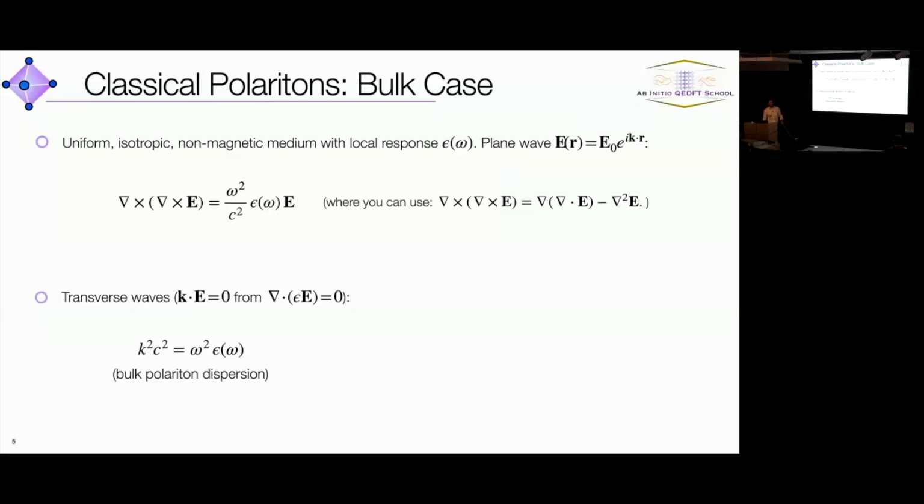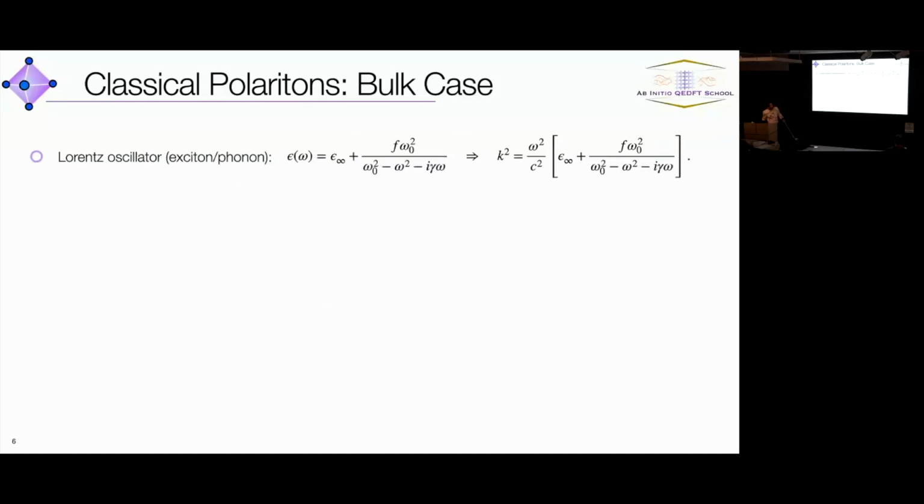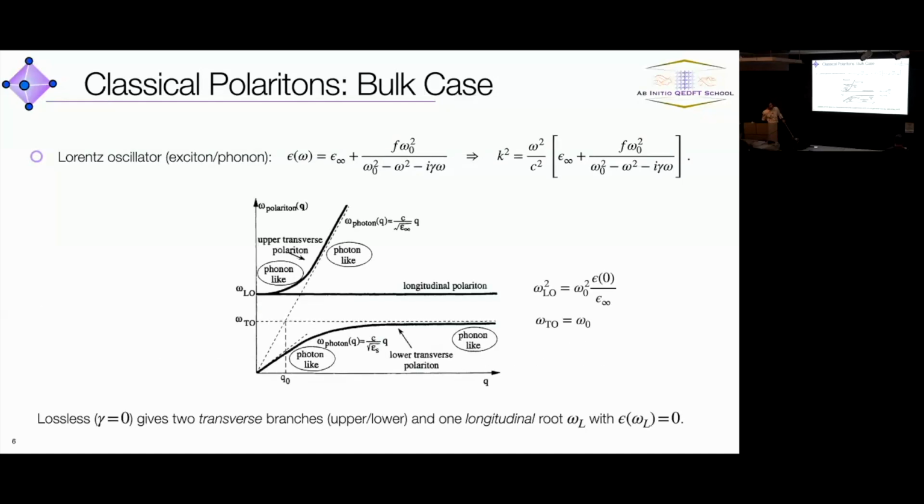What's Q0 again in that plot? Q0 of the, like in the bottom left. Oh, that's where the light line intercepts the omega TO. Oh, okay. Yeah. Any more questions?